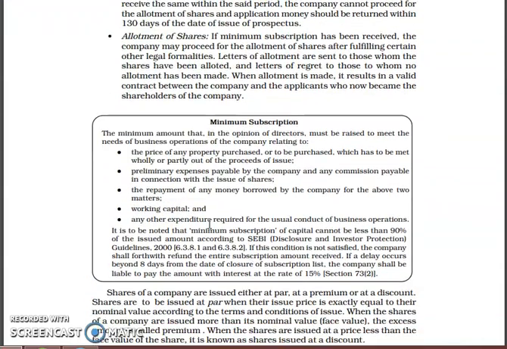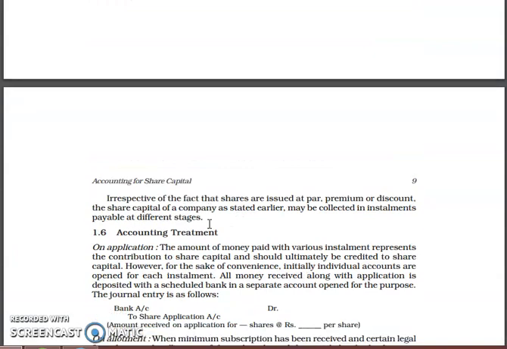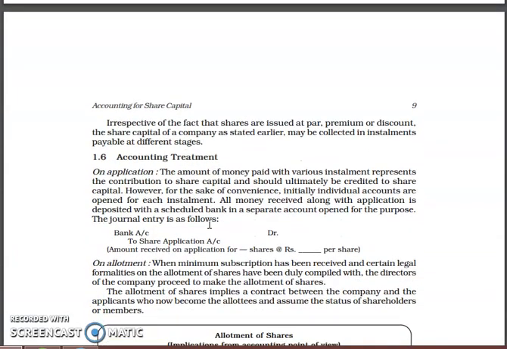So here is a very, very important term: pro rata allotment. Here the shares may be allotted proportionately to the applicants. It may be possible to reject some applications on the basis of some criterion, and for the balance applications, proportionate allotment may be made as in the previous method.